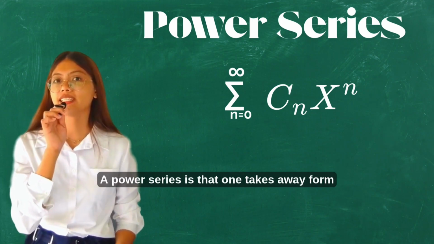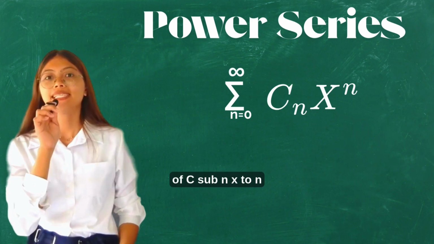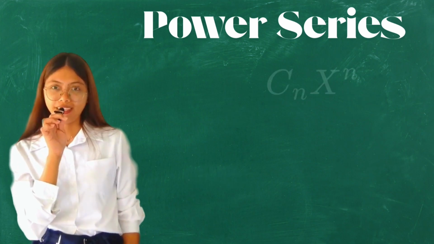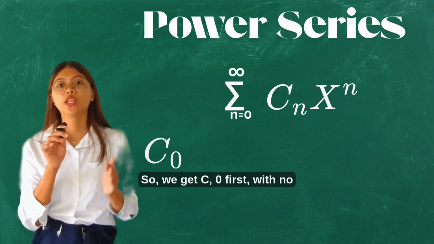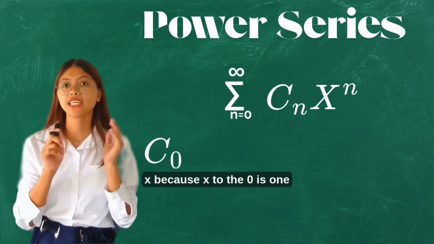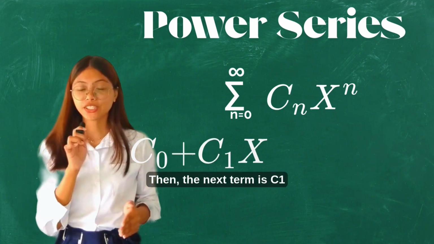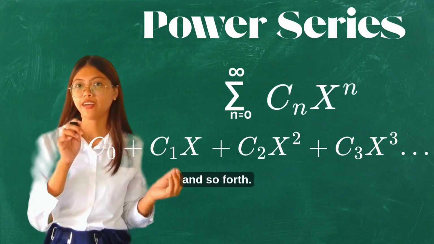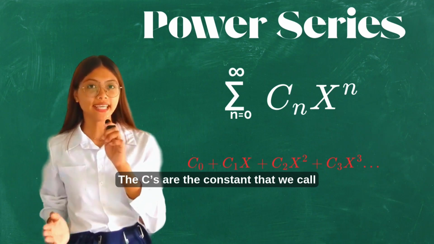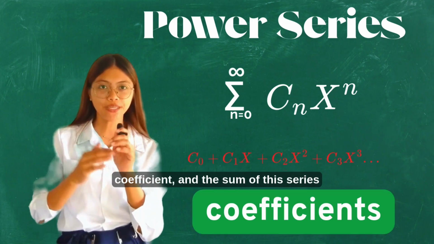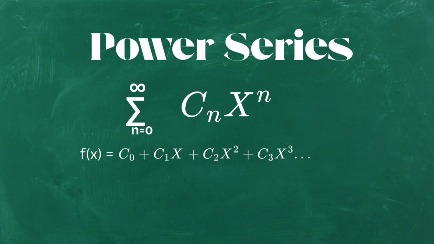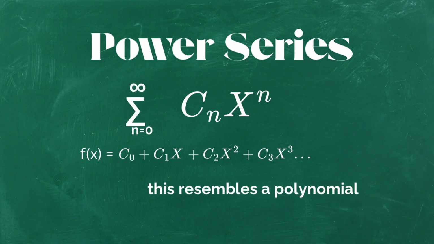A power series is one that takes the form of c sub n x to the n power from 0 to infinity. So, we get C 0 first with no x because x to the 0 is 1. Then, the next term is C1 times x. Then, C 2 times x squared and so forth. The Cs are the constants that we call coefficients, and the sum of this series can be represented as f of x, where we just add up all the terms resulting in what looks like a polynomial with infinitely many terms.